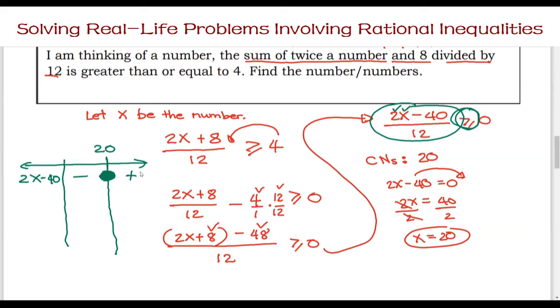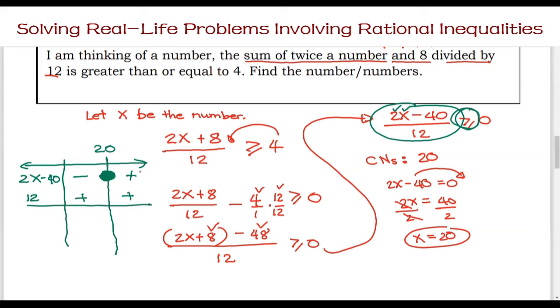Kung gusto nyong isama dito yung denominator, o sige, sama natin. Ano ba yung denominator? 12. Yung 12, kahit ano pang values ng x, constant kasi siya na 12. So, it's always positive. Positive lang siya. It's a positive 12.